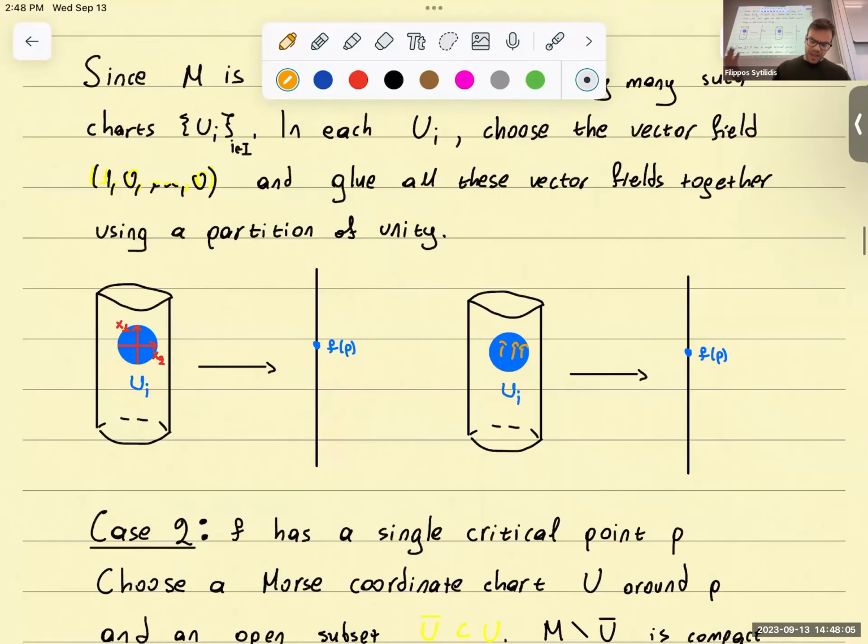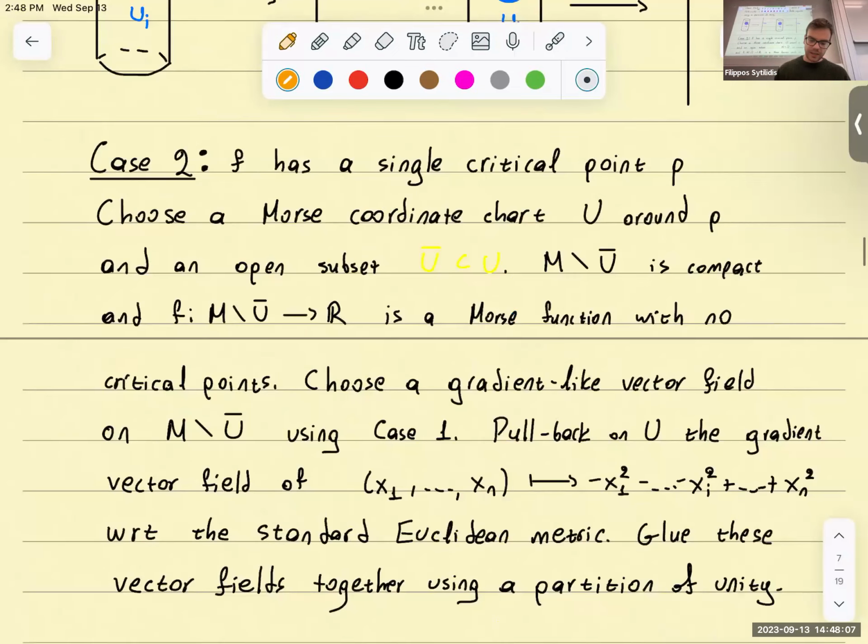And now, if f has a single critical point, what I'm going to do is I'm going to choose a Morse coordinate chart around this critical point, and I also want to choose an open subset U bar in U. Now, the complement is going to be compact, so then I can just run stage 1 again. So I can find a gradient-like vector field in the complement of U bar.